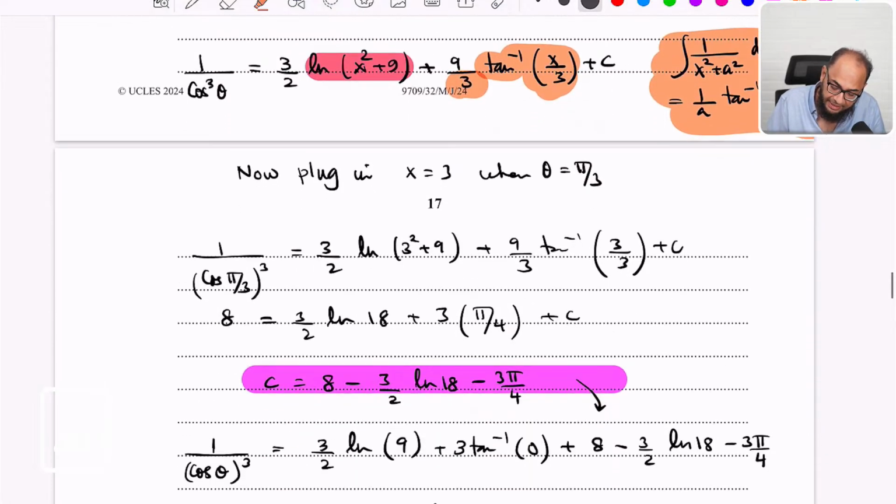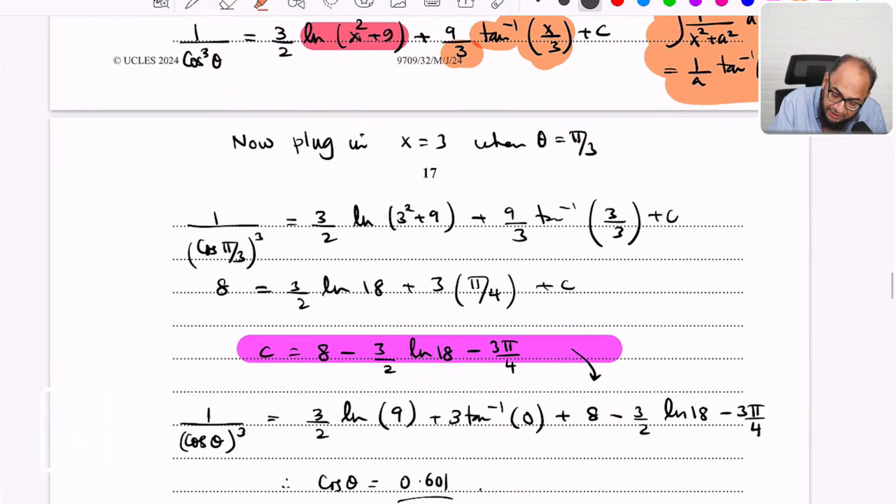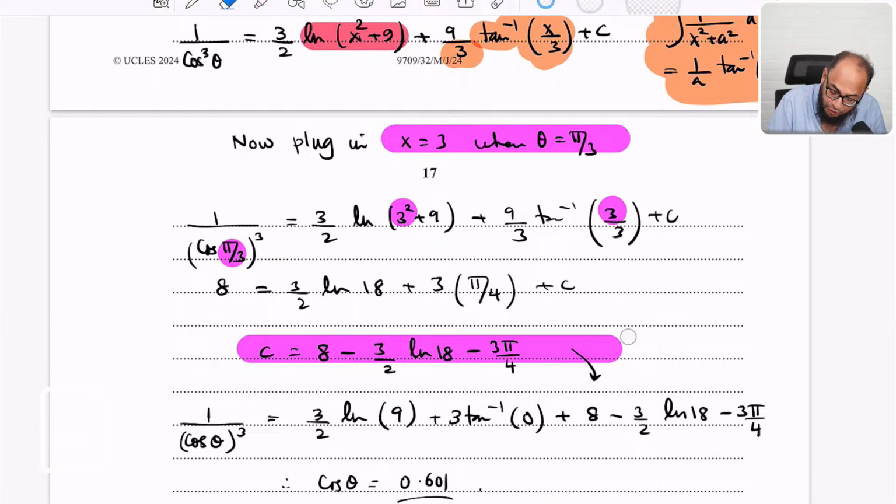And then plug in x equals 3 when theta is pi by 3. So we plugged in over here. We plugged x equals 3 over here, and over here. And we simplified and we get this long thing, which is right over here, let me highlight it, that is c equals 8 minus 3 over 2 ln 18 minus 3 pi by 4.